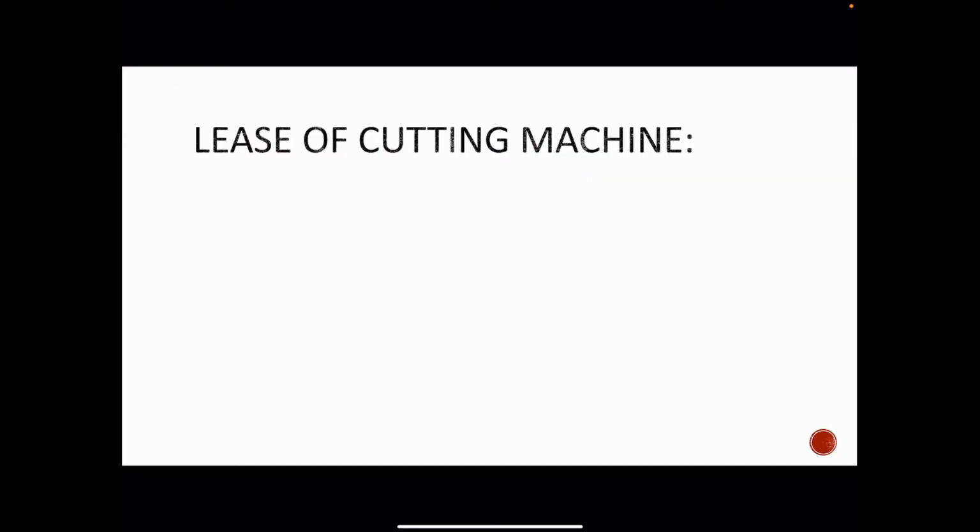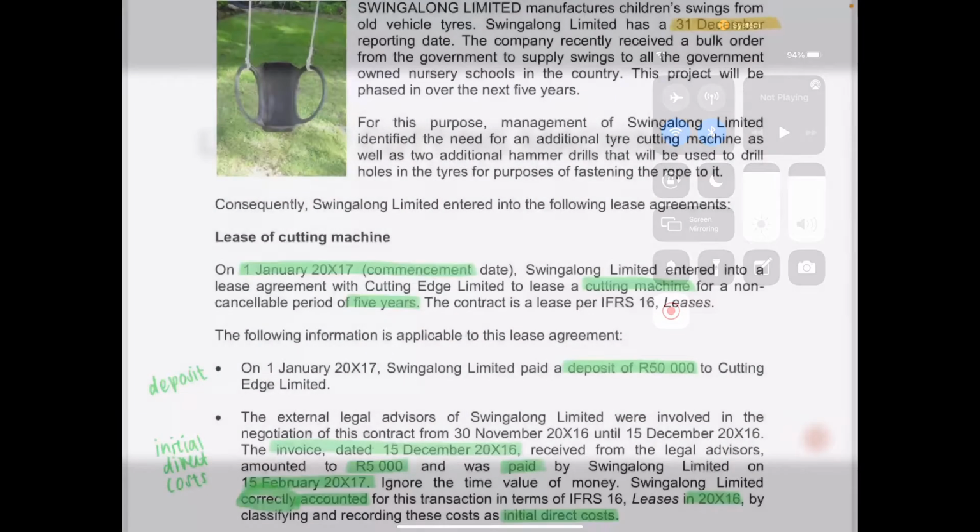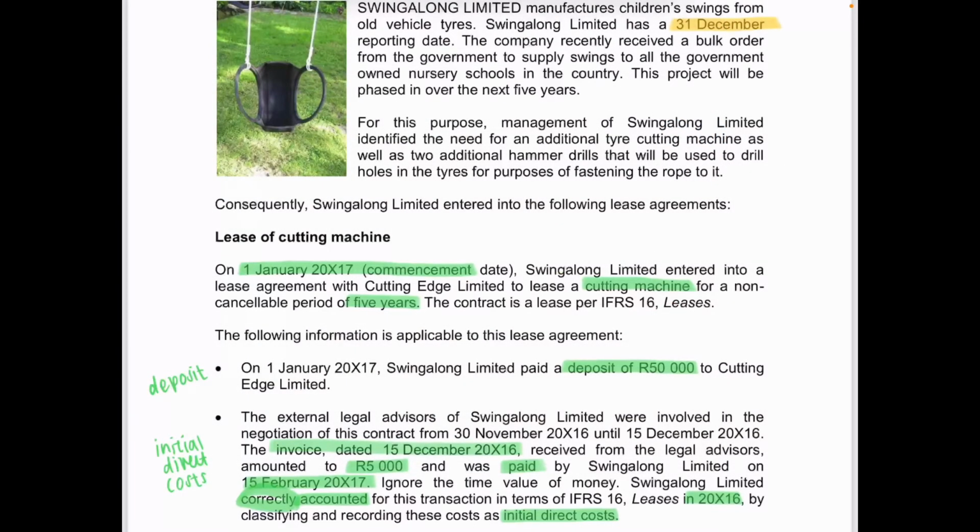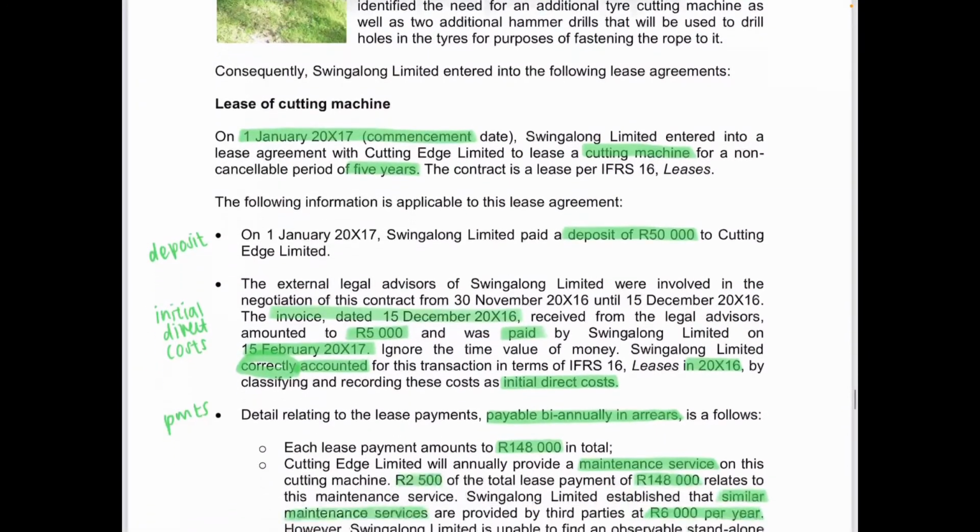I'm now going to start with the first part of the question with regards to doing the journals for the 2017 year of assessment of the lease of the cutting machine. So now I'm going to read through all that information. After reading the information, we now know the following. On 1 January 2017, it was the commencement date of the lease of the cutting machine, and the lease is for a non-cancelable period of 5 years. And on 1 January, we paid a deposit of 50,000 Rand. So that is very, very important. We'll get to that later.